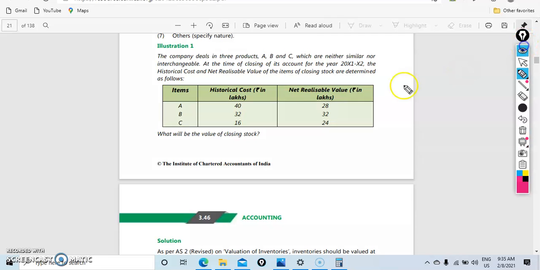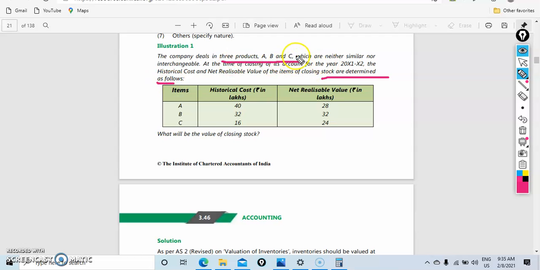Then come to this question. The company deals with the products A, B, C. There are three products, neither similar nor interchangeable, at the time of the closing of its account. The historical cost and net realizable value of the items of the closing stock are determined below.